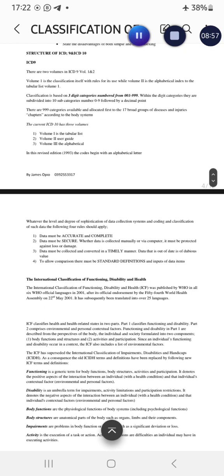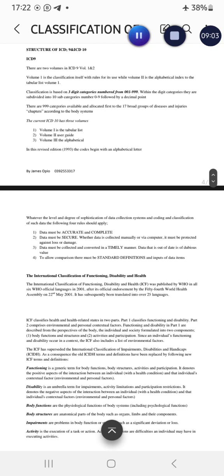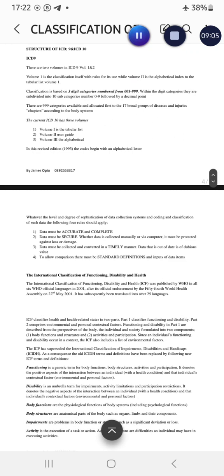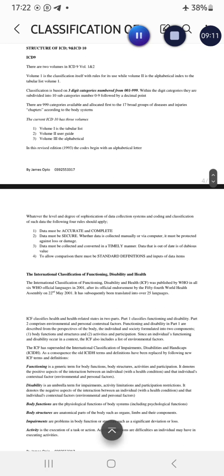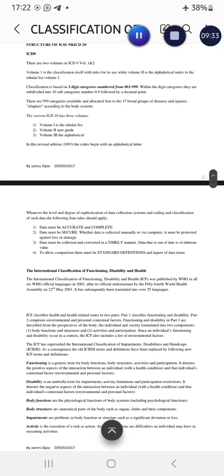Now, this subheading looks at the structures of ICD-9 and ICD-10. So we are saying that there are two volumes in ICD-9 and ICD-10, volume 1 and volume 2. Now we actually have up to volume 3, because the current ICD-10, the previous one, didn't have volume 3 needed in order to make the classifications possible. Now, what are these volumes and what are they used for?